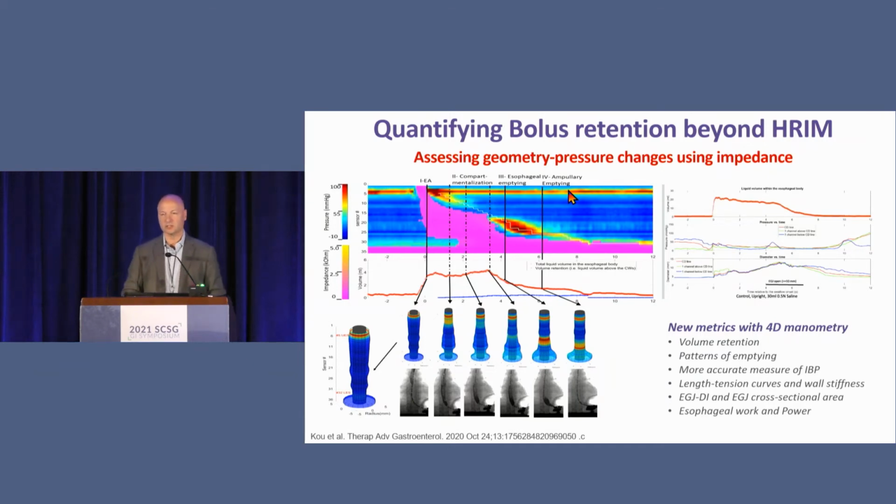So what this allows us to do is see how much liquid is left in the esophagus. It allows us to look at those patterns of emptying like we talked about. And it gives us more accurate measurements of intrabolus pressure. And then we can do some fancy biomechanics to really get a hold of whether or not this person truly has an abnormality in bolus transit.